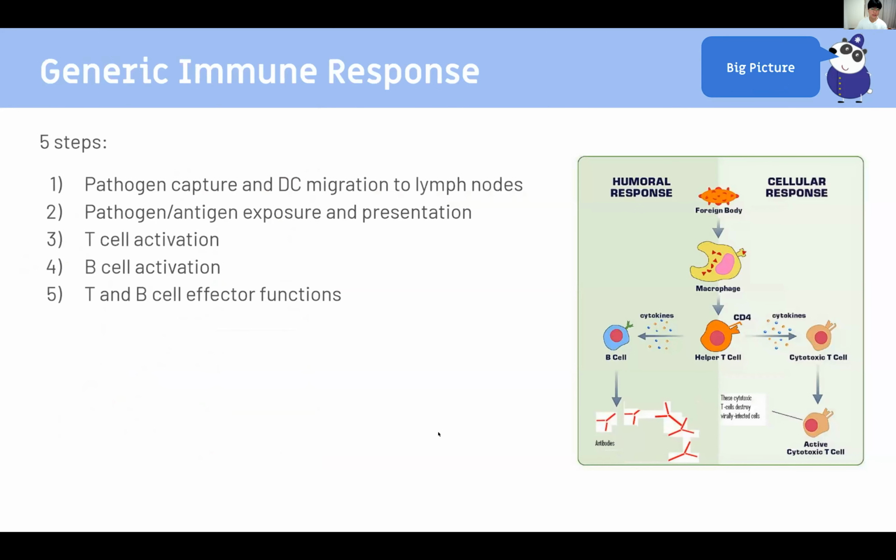So basically, this is a generic immune response. There are 5 steps to it. The pathogen is captured, and DC migration happens to lymph nodes. This is when the pathogen or antigen is exposed to the B or T cells and presented, and this will lead to T cell activation and also B cell activation, and then this will result in T and B cell effector functions. The effector cells in this case will be the cytotoxic cells for T cells and the plasma cells for B cells.